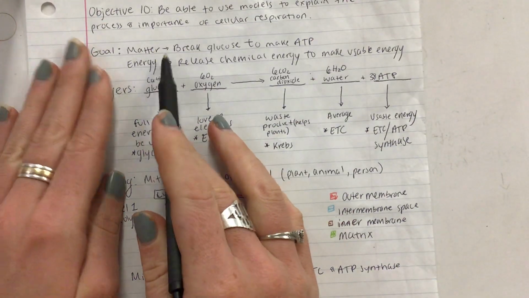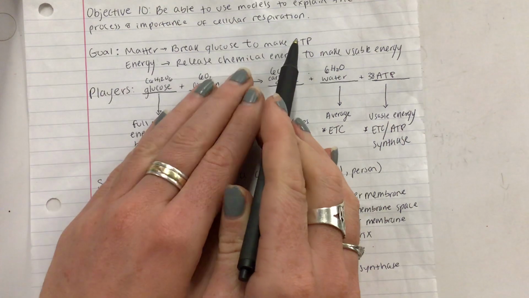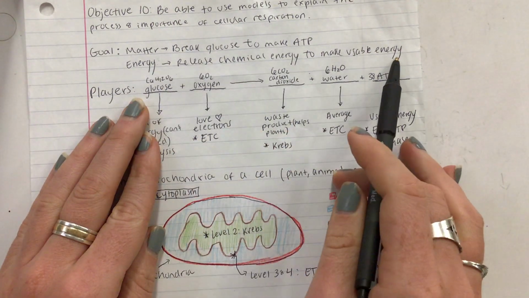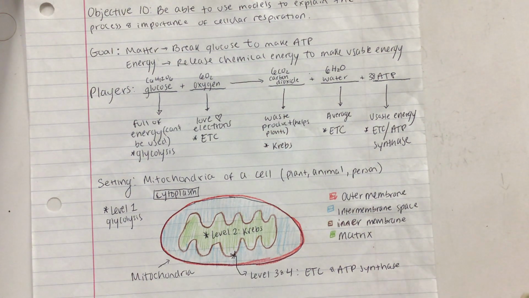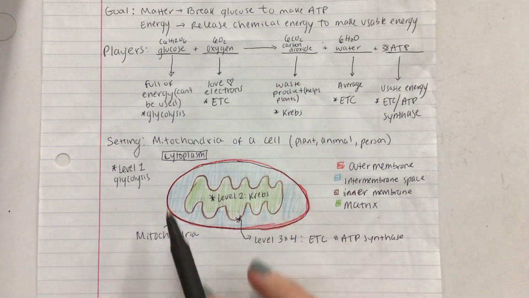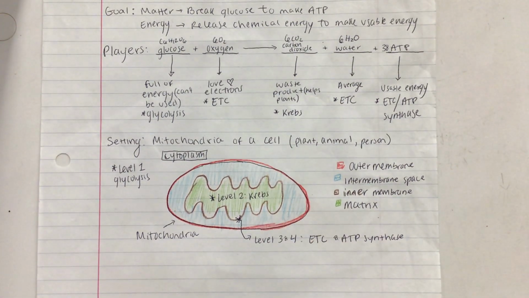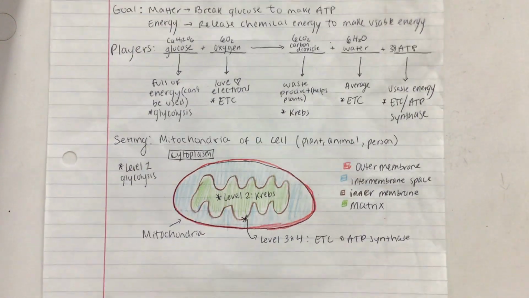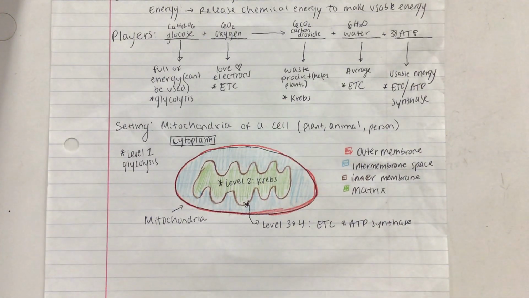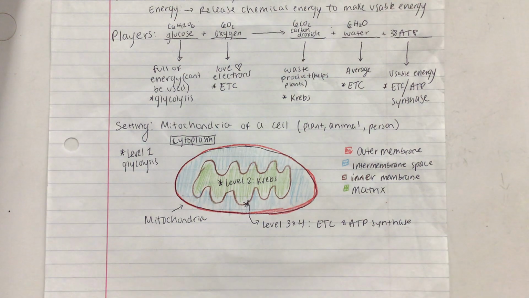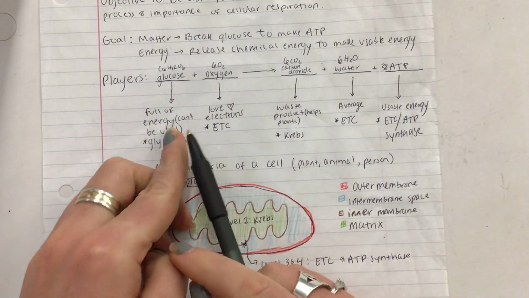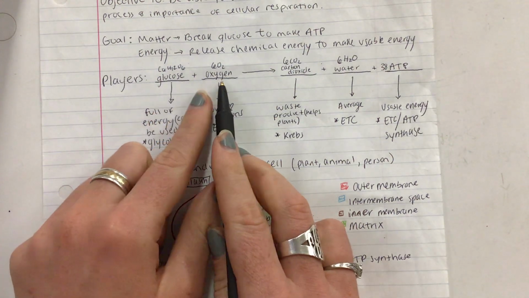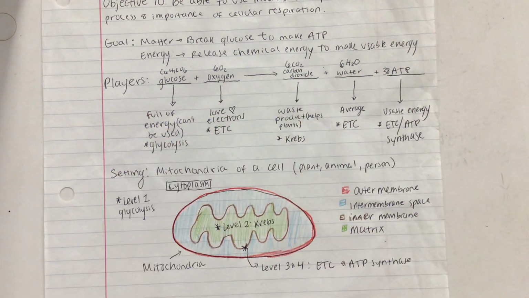Okay, so we know our goal. This is your goal in the game, to break glucose to make ATP, doing this in the process. Here's the players you can choose to be as you play this game, and here is where it takes place in the mitochondria of a cell. You can choose plant, animal, or person because all of them have a mitochondria. Now this up here is the formula for cellular respiration in addition to just being players, so that's also important to know. This is your equation.